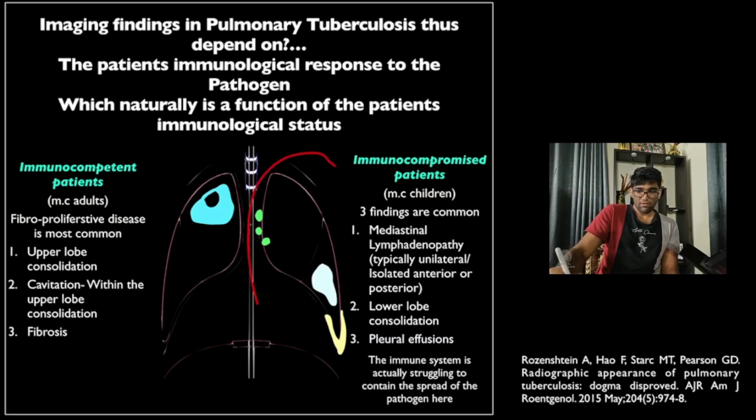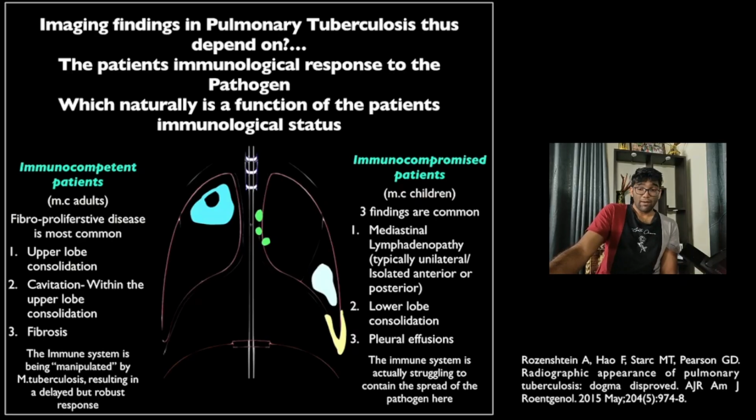In this situation, contrary to classical teaching, if you understand the immunological pathogenesis in detail, what you understand is that actually the immune system here is struggling to contain the spread of the pathogen, and that is why you have all of this. Yes, pleural effusion is still extrapulmonary tuberculosis, but it's not that an appropriate immune response has developed. That is why there is a pleural effusion. It's that the response is not adequate to control the pathogen.